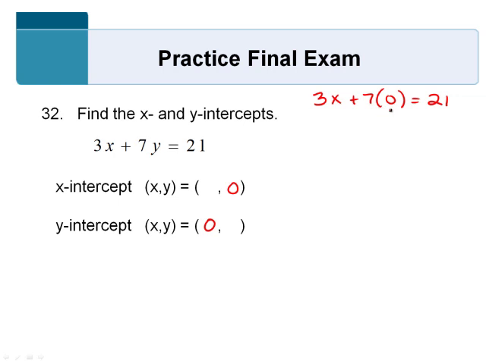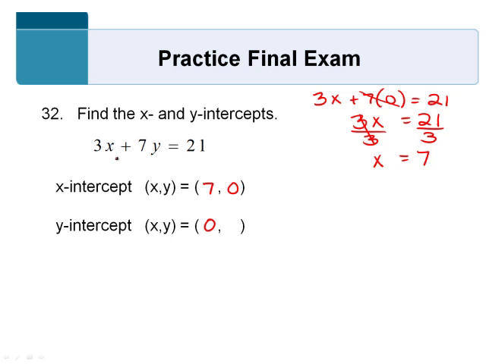Now, 7 times 0 is 0. That's gone. You have 3x equals 21. Divide by 3. So x equals 7. So there's your first ordered pair, 7, 0. Okay? For the y-intercept, we have to let x be 0. So just remember they're opposites of each other. X-intercept, y is 0. Y-intercept, x is 0.